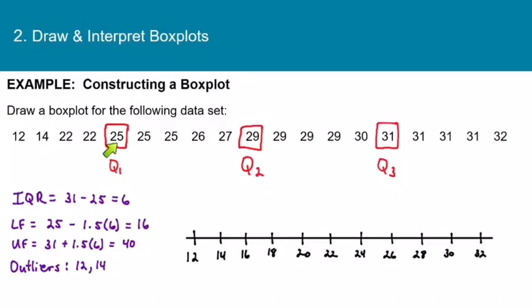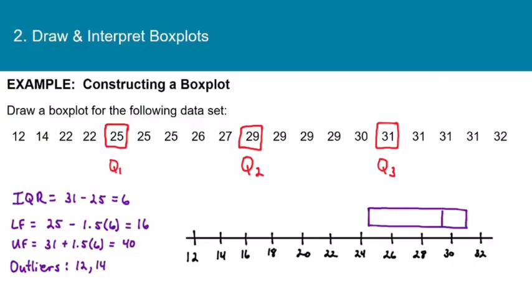And now I'm going to put a mark for Q1 at 25, so right here, and then a mark for 29 right here, and then a mark for 31 right here. And so those represent Q1, Q2, and Q3. And we'll just go ahead and draw a top and a bottom to close in our box.